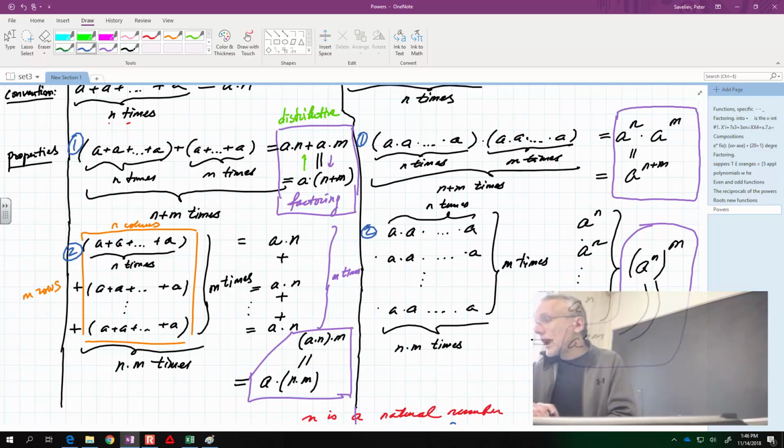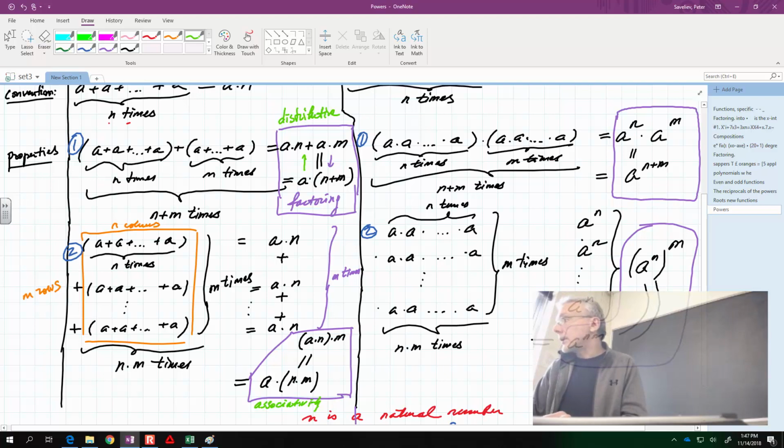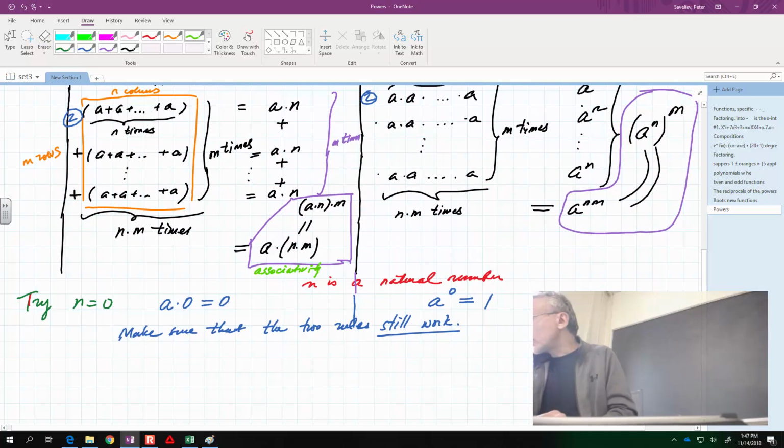They don't have a special name. Actually, there is a name for the one on the left. It's called associativity. And once again, there is really no good name for the ones on the right. Okay, so we introduce a new possibility, and we expand the applicability of the formula that we're looking at. n equal to 0 is now a possibility. So we have to make sure that our rules still apply, and they do.